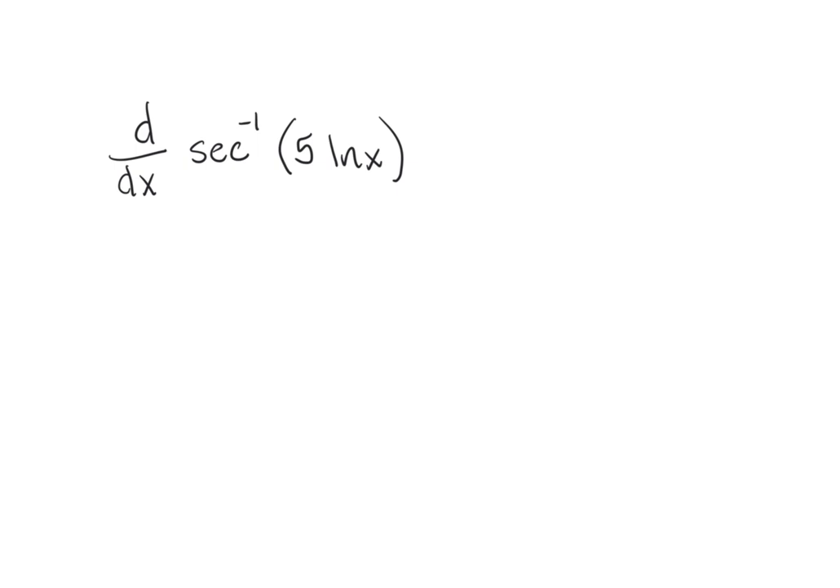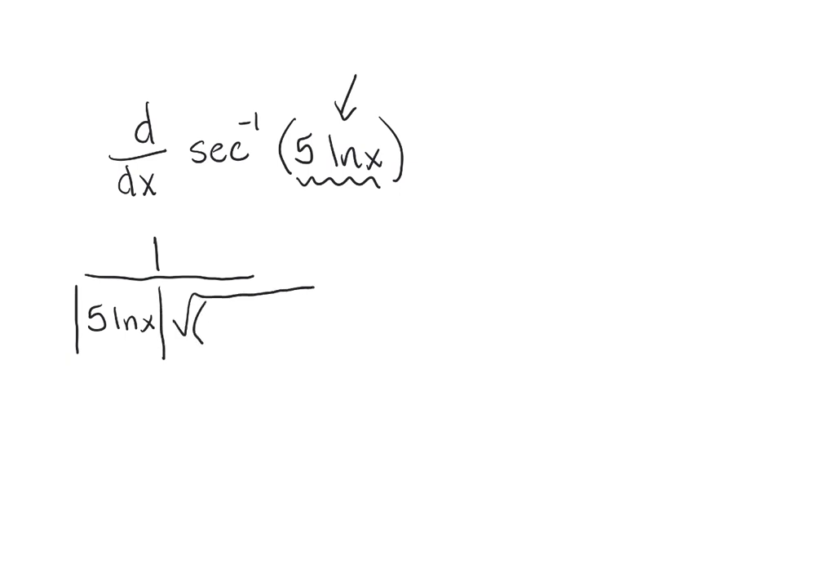Okay, third example. Inverse of secant. So secant is one of the more complicated ones with that absolute value. And then we have 5 ln x on the inside. So let's start. We have to put this 5 ln x in for x everywhere that we have it. So secant, you have to put it in twice because it has the absolute value of x. So that's absolute value of 5 ln x, and then times the square root of (5 ln x) squared minus 1. And then chain rule times the derivative of the inside, which is 5 over x.